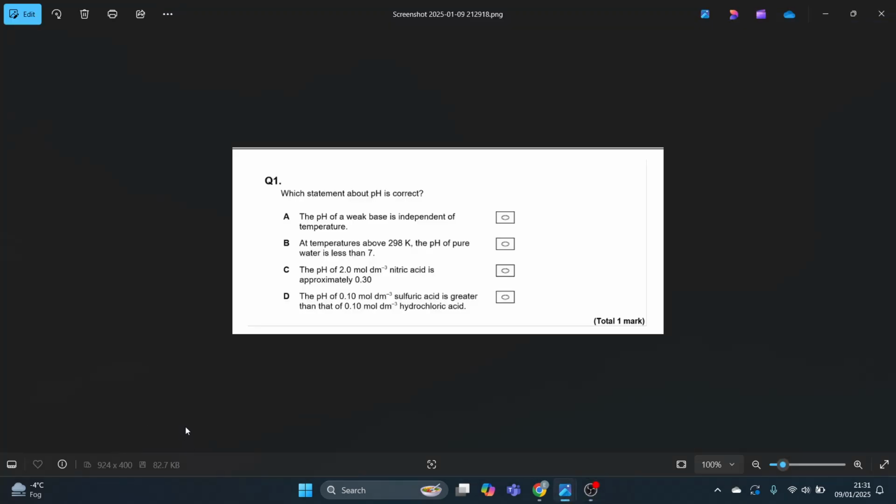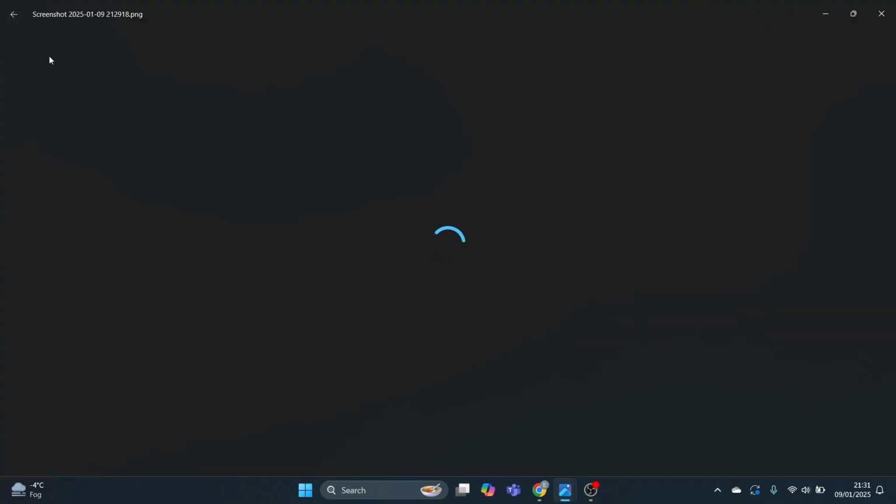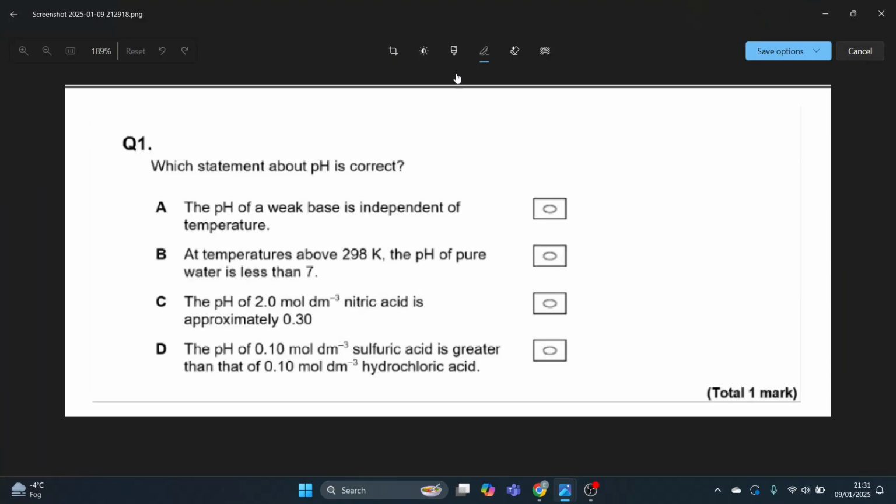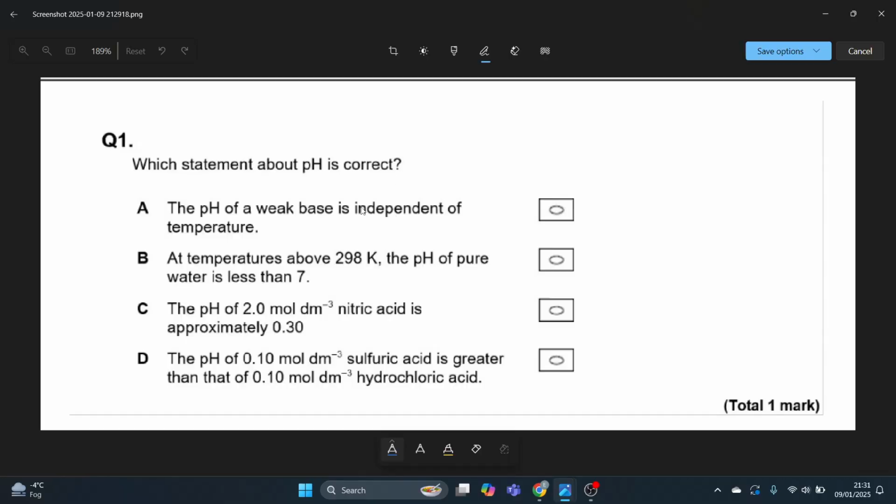So, the multiple choice questions. Question 1. Which statement about pH is correct? The pH of a weak base is independent of temperature. Absolutely false. It is dependent on temperature. As temperature changes, so will the pH.